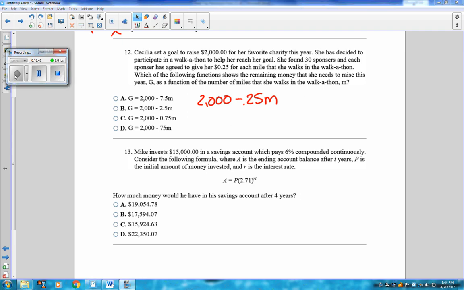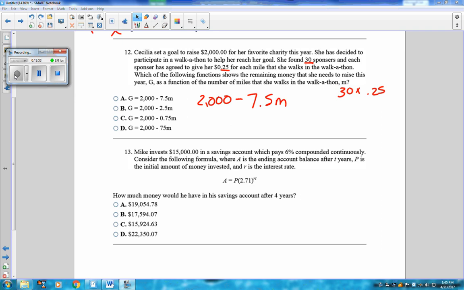Alright guys, I'm so sorry. I just realized I made a little bit of an error. If we read back over the problem, she has 30 sponsors that are going to give her 25 cents each for each mile. So that means instead of putting 25 cents right here, I have to take the 30 sponsors and multiply it by the 25 cents to see how much she's actually getting for each mile. Because I have 30 sponsors giving 25 cents per mile, I have to multiply 30 by 25, which gives us 7.5. So for each mile she's walked, she's getting $7.50.